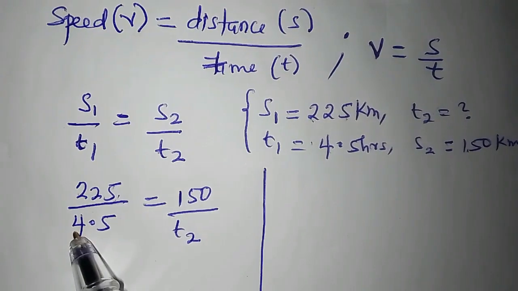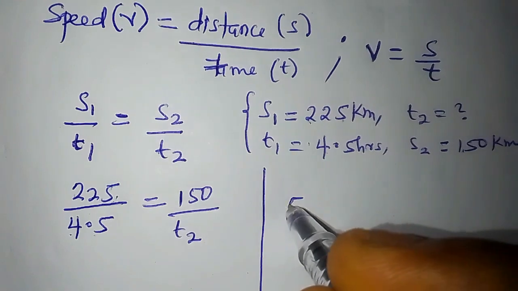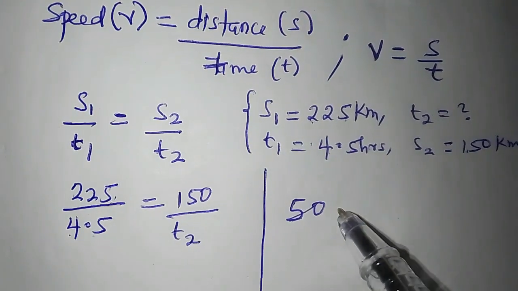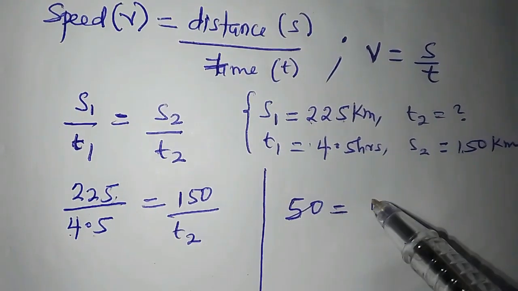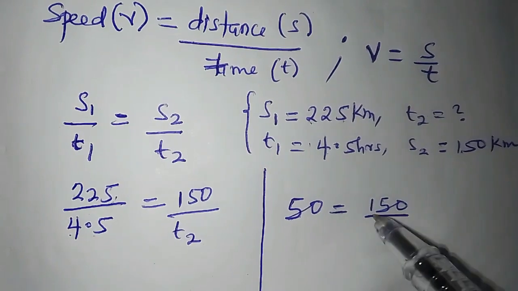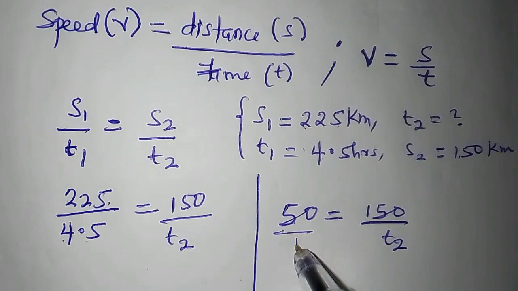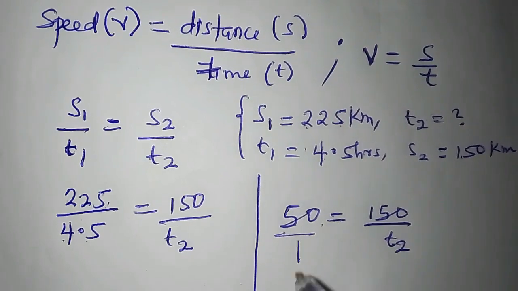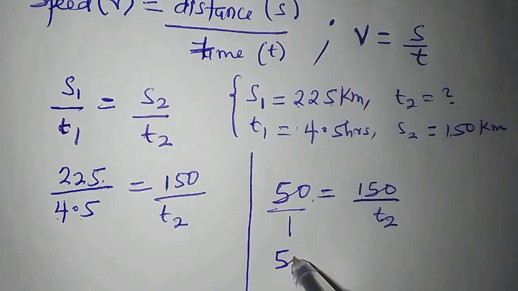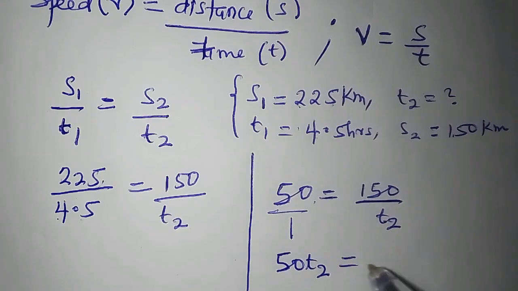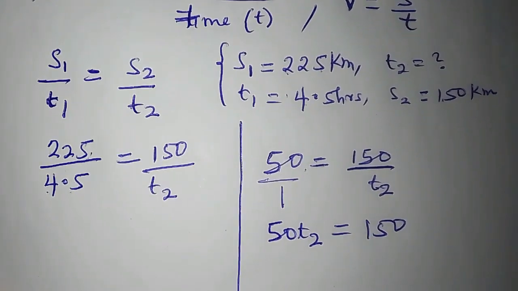225 divided by 4.5 is 50, which is equal to 150 all over what? T2. So if I cross multiply, this is over 1. T2 times 50, that's 50 T2. 50 T2 equal to 150. So I'm looking for T2.